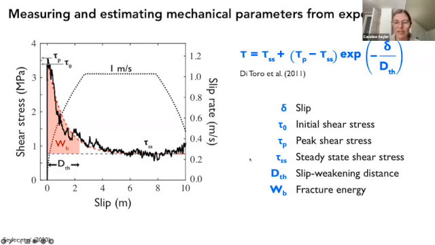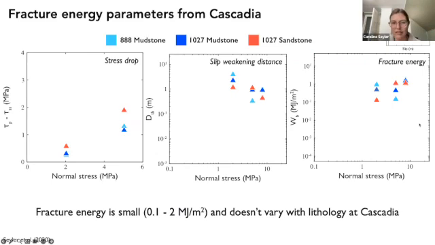So we used this model to fit each experiment, and the data looks something like this. For each of these lithologies at each of these normal stresses, the stress drop, which is the difference between the peak stress and the steady state, or dynamic stress out here, is increasing as we increase normal stress. That slip weakening distance, the distance at which it's decayed some set amount, is decreasing with normal stress. So that triangle is getting shorter and taller as we're increasing normal stress, and that results in the fracture energy itself not really changing.